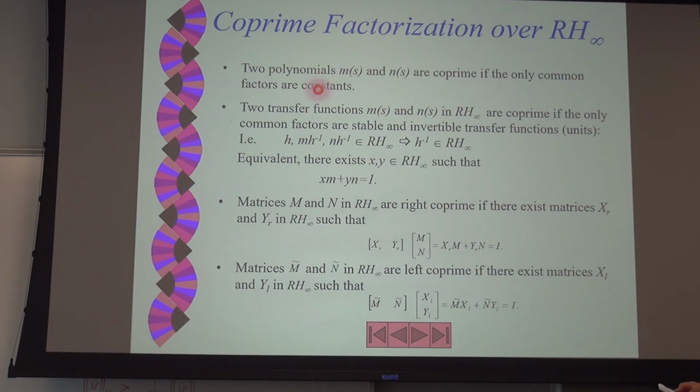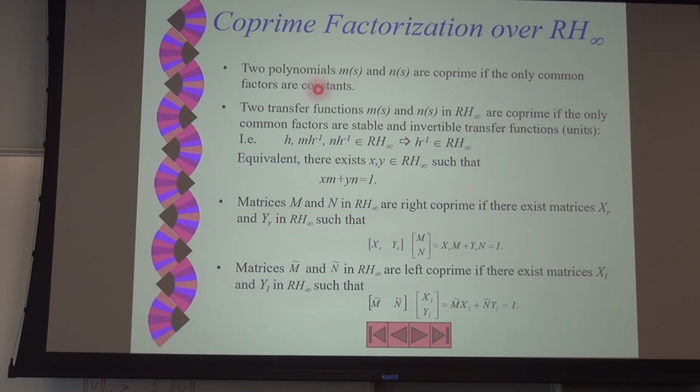Left coprime is usually denoted with a tilde, and the original one is called right coprime. Remember, the tilde says left coprime factors. So you have two transfer function matrices M and N. Are they coprime? You need to say what you mean, left or right.